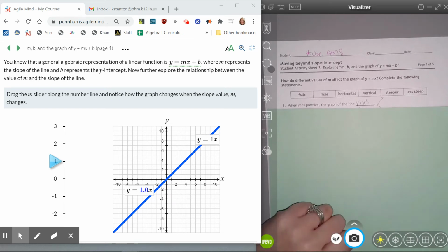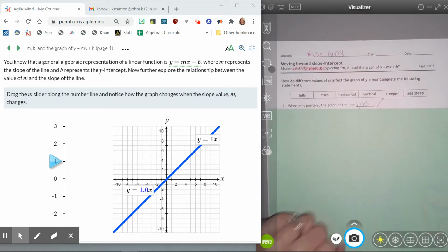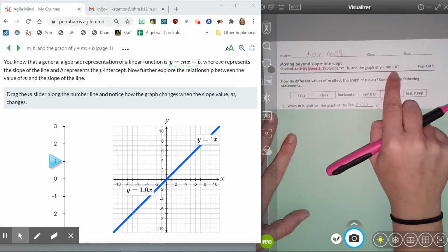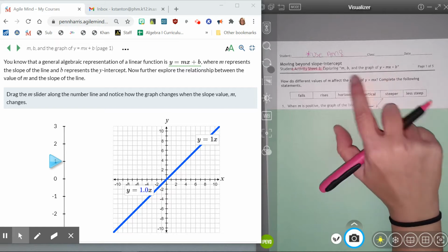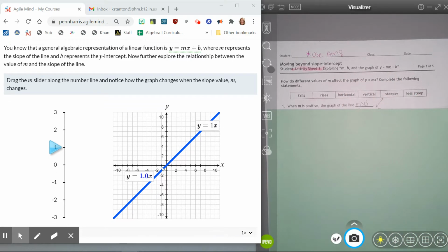Okay, guys, here we go. We are again on topic 5, student activity sheet 3. So we've been introduced to this equation of y equals mx plus b. And what we're going to do is look at the m and the b a little bit more.